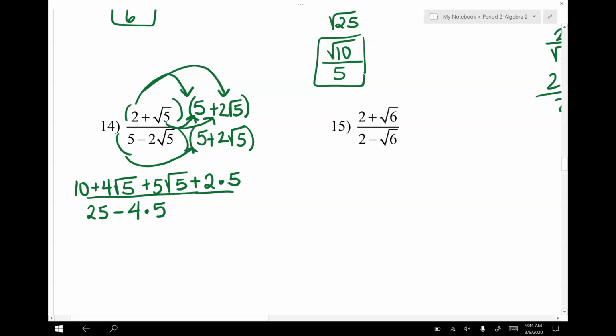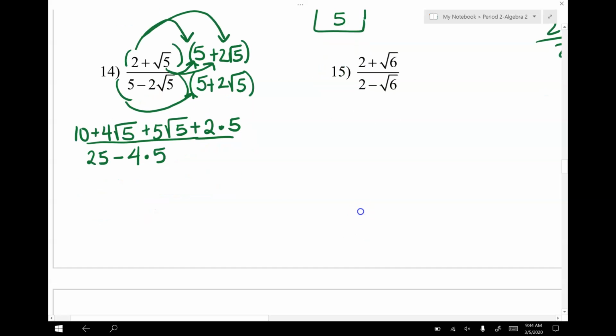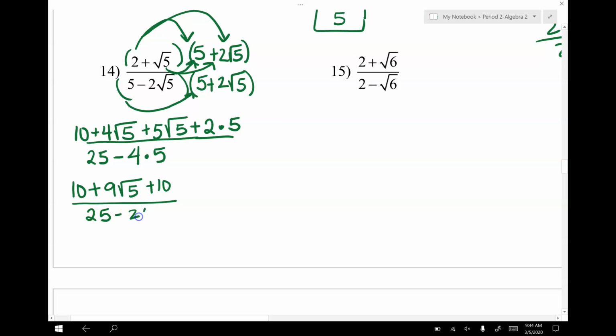Okay. Then from here, we need to go further. On the numerator, we have now 10 plus how many rad 5s? 9 rad 5 plus a 10 in the back. This one is 25. Take away 20. I want you to go as far as you can and then box up your answer, and then let me call on you. Okay.